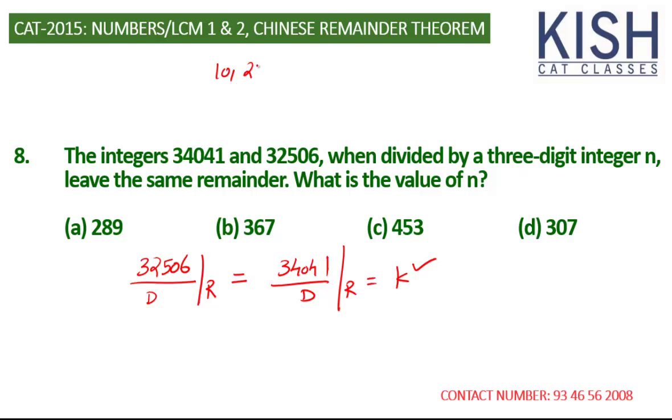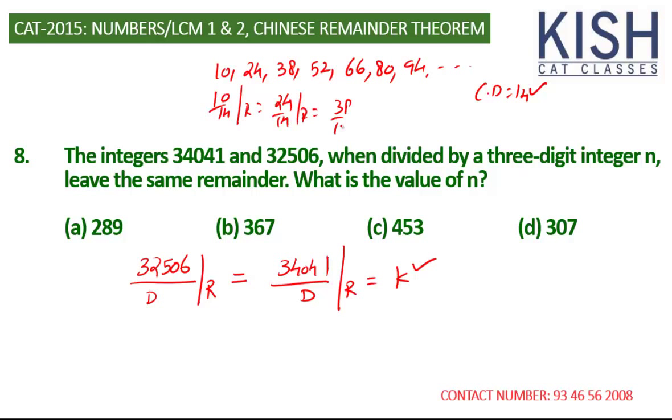Let's take 24, 38, 52, 66, 80, 94 and so on. Let's say these are terms of an arithmetic progression. Now the common difference here is 14. When we divide 10 by 14, the remainder is the same as 24 by 14, the same as 38 by 14 and so on. Or else we can take the factors of this number. The factors of 14 are 1, 2, 7, 14.